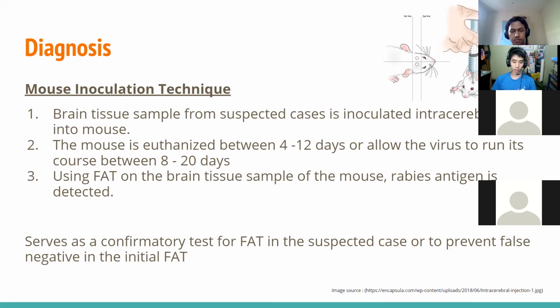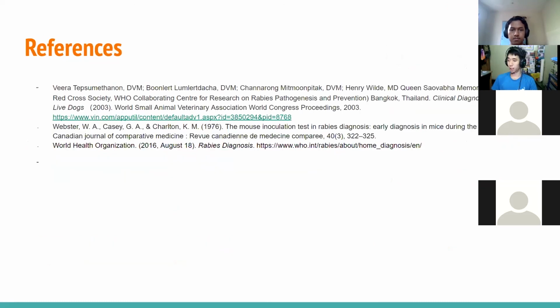Either way, using FAT on the brain tissue sample of the mouse, the rabies antigen can be detected if it's positive. So this is just used as a further confirmation to all the other diagnosis methods. Yeah, that will be all from all of us.